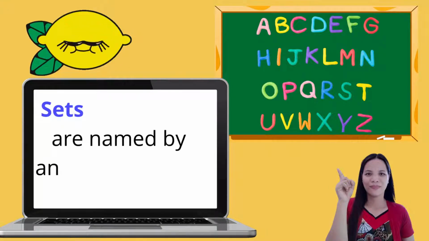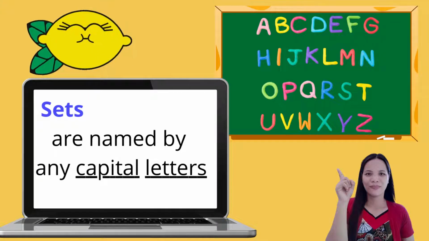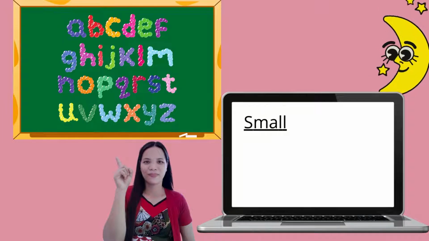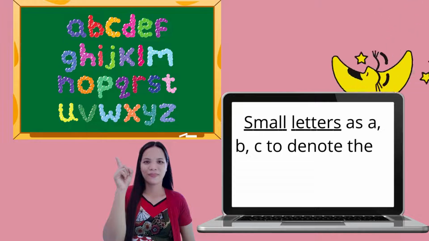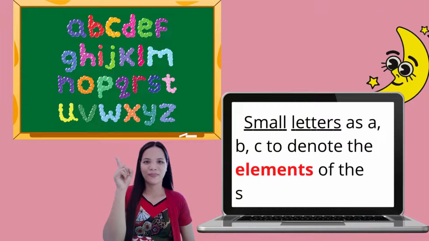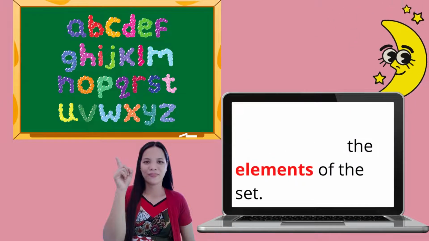How do we name sets? Sets are named by any capital letters, like the letters illustrated. So we have capital A, B, C up to letter Z. How about small letters? Small letters such as a, b, or c, as shown in the figure, are used to denote the elements of the set.